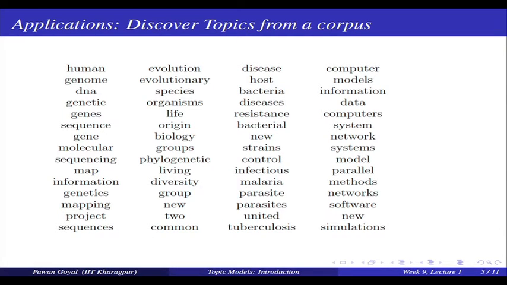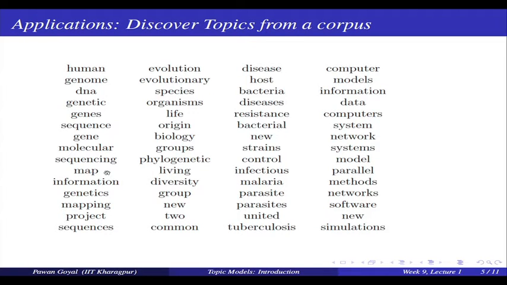So let's talk about one or two applications before we go into the modeling in detail. We are consistently talking about discovering topics from a corpus, and that is one of the most important applications of topic models. You have a large corpus, and can you discover that there are many topics? By topic I mean a set of words that occur a lot in that topic.